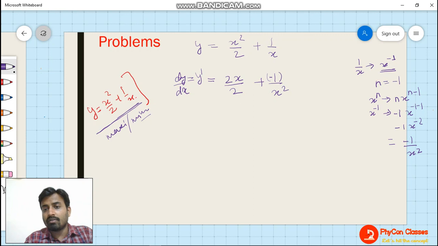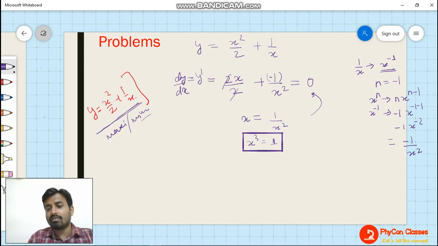Yes. Now this can be equated to 0 to find the x value at which it will be maxima or minima. We don't know which, but it can be either maxima or minima. When you equate it to 0, first of all the 2 and 2 cancel. So x is equal to 1 by x square. From this equation we can write x cube is equal to 1.